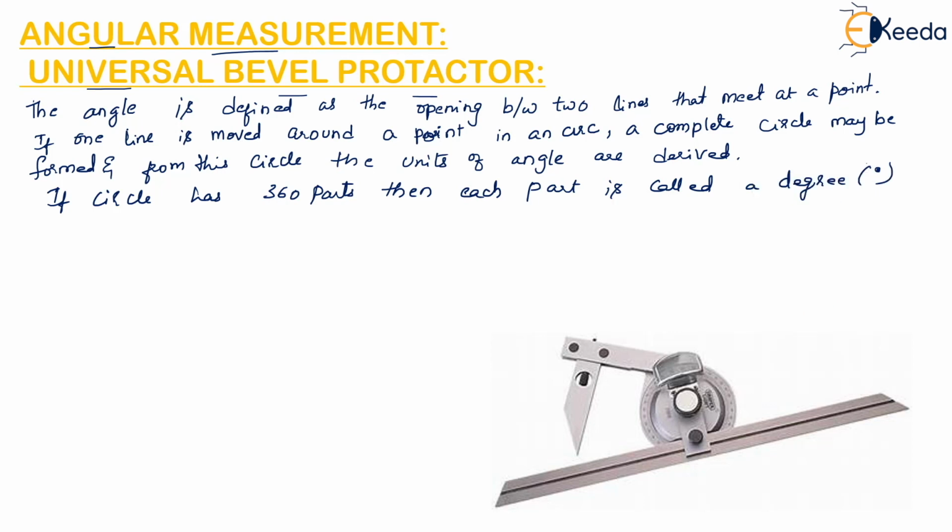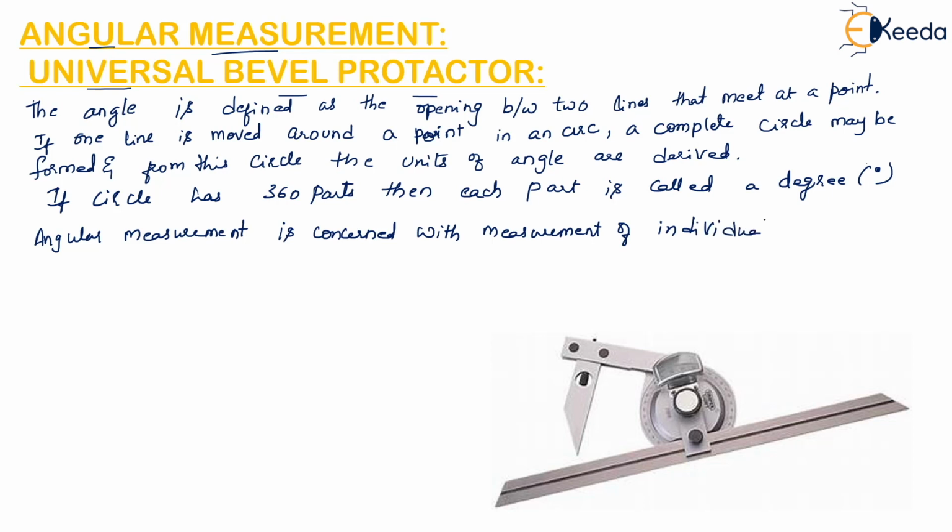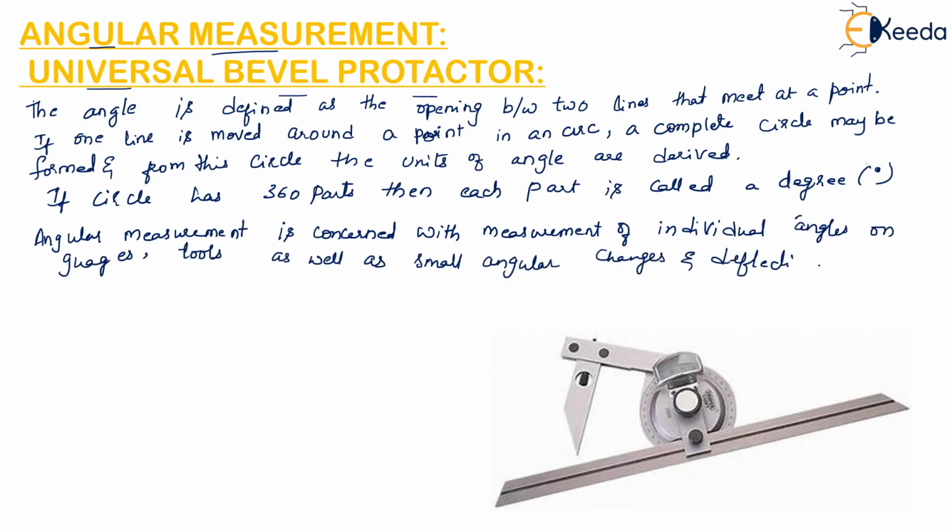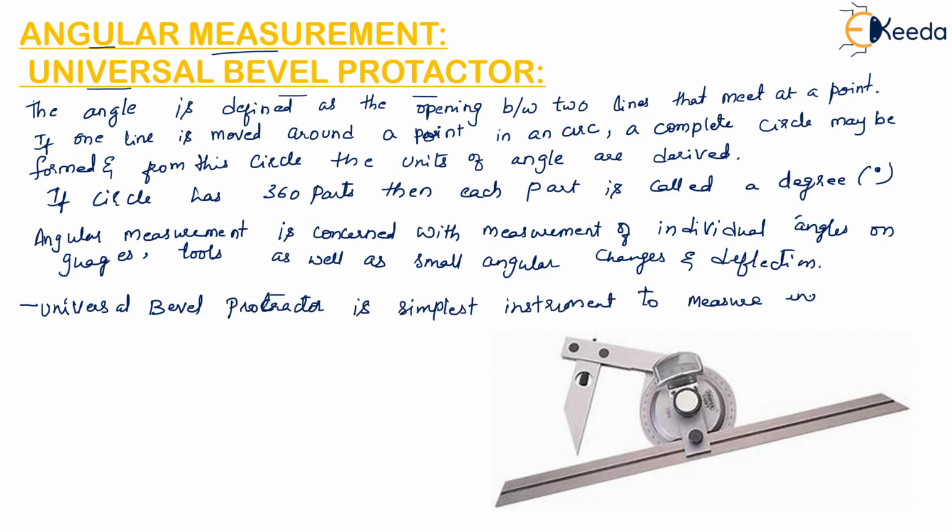So angular measurement generally is concerned with the measurement of individual angles on gauges, tools, as well as small angular changes and deflection. So here universal bevel protractor is the simplest instrument for measuring angles between two faces of a component.